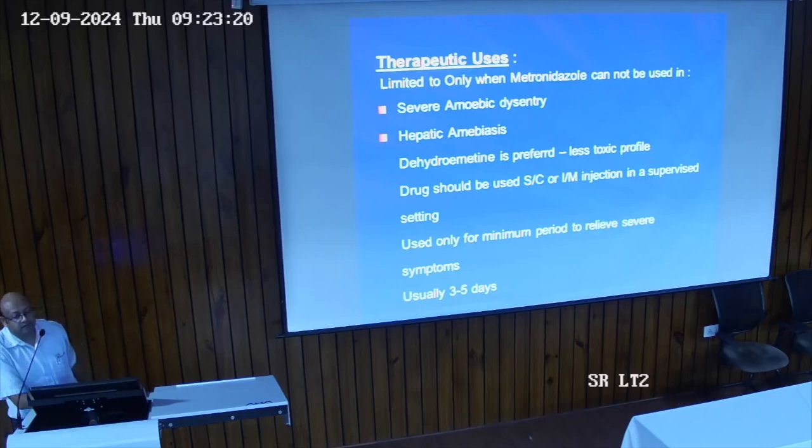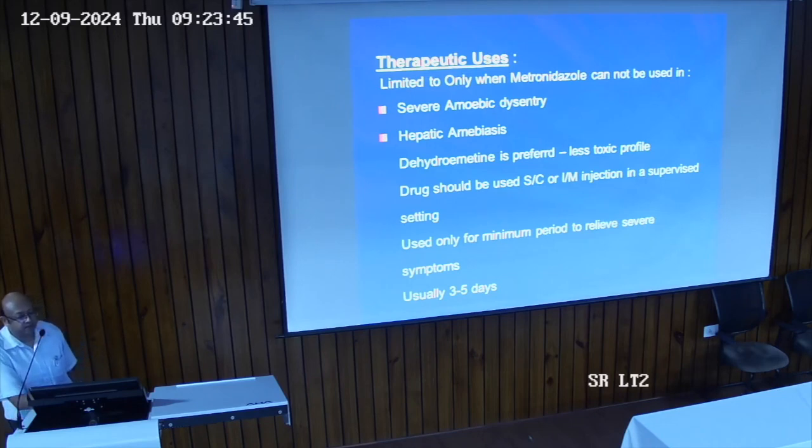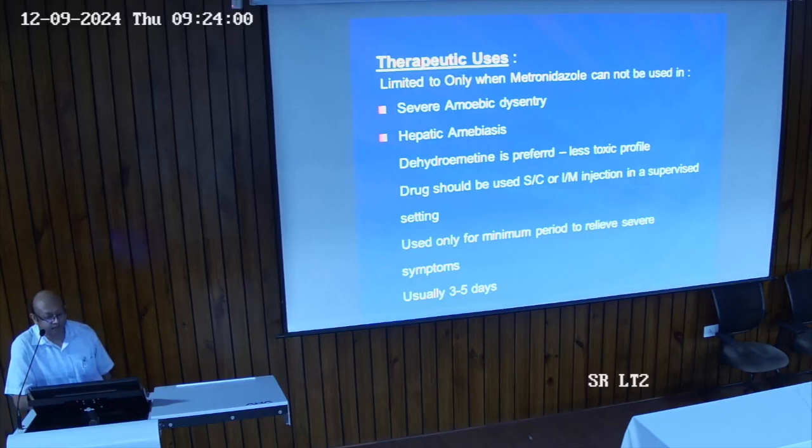Here you have certain therapeutic uses. It is limited to only when metronidazole cannot be used. So in some cases where there is allergy to metronidazole, you have to find an option, that if the patient is allergic to metronidazole, what do we give, then we can give this kind of treatment. And what is the therapeutic use? It is severe amoebic dysentery, hepatic amoebiasis. Dehydroemetine is preferred as compared to emetine because it has a less toxic profile. The drug should be given subcutaneously or by deep injection in a supervised setting and used only for a minimal period to relieve the severe symptoms, usually given for 3 to 5 days. In clinical practice, we don't use these emetine drugs. They are only reserved whenever there is an allergic reaction to the primary drug, that is metronidazole.